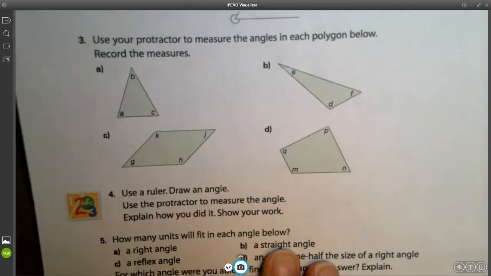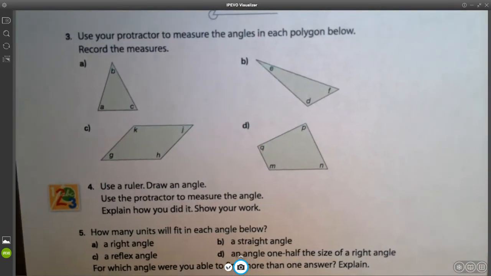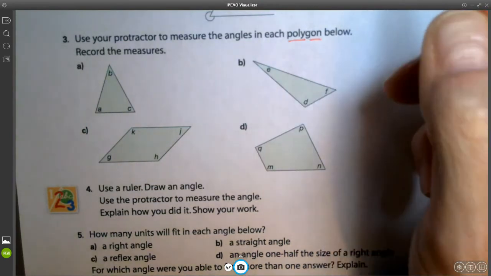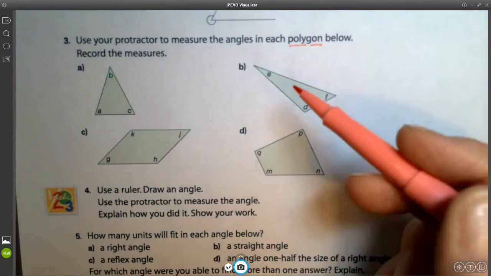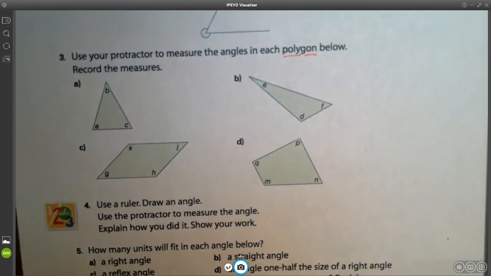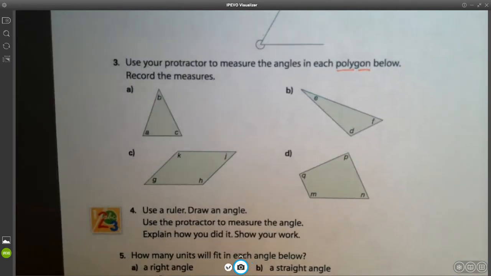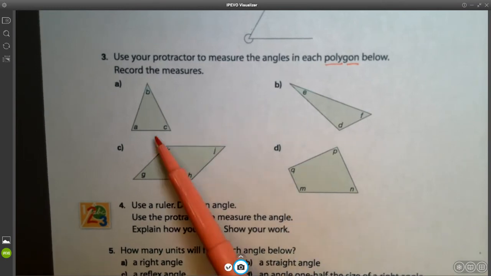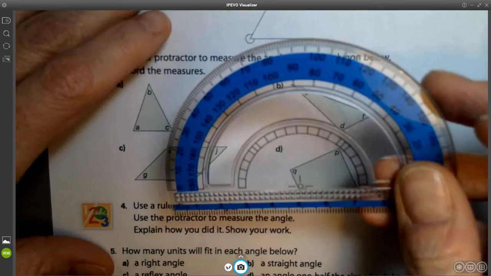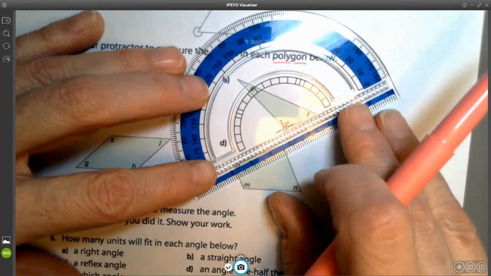Now let's look at how to use a protractor to measure angles in a polygon. We know the word poly means many and gon means shape or side. So a polygon is a shape with many sides. Could be 3, 4, 5, 12. We're not specific when we use the word polygon. So if we are going to measure the angles on the inside of a polygon, we're going to use our protractor in the exact same way. So let me try it out here on this triangle.